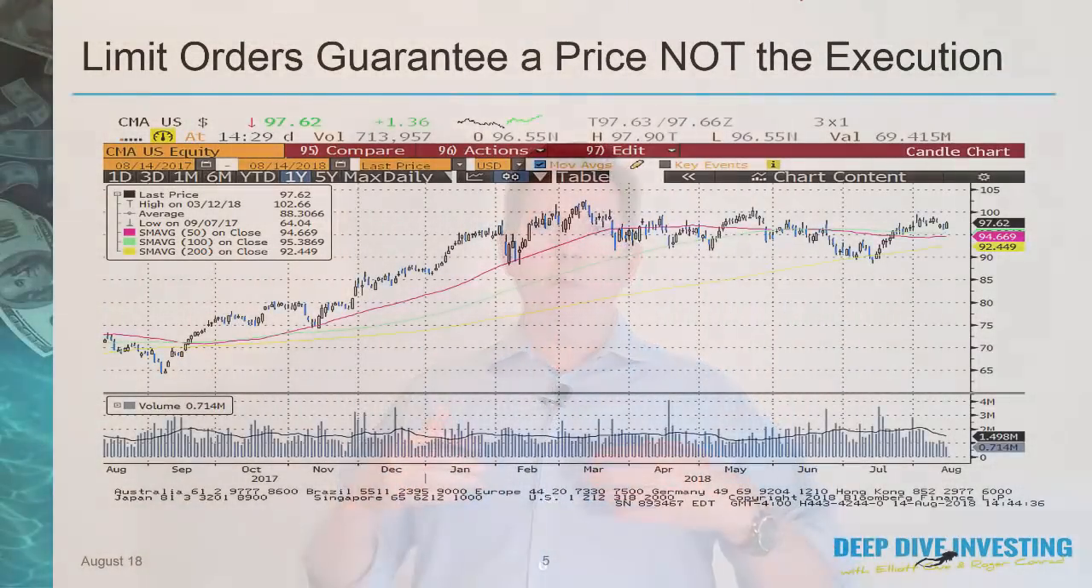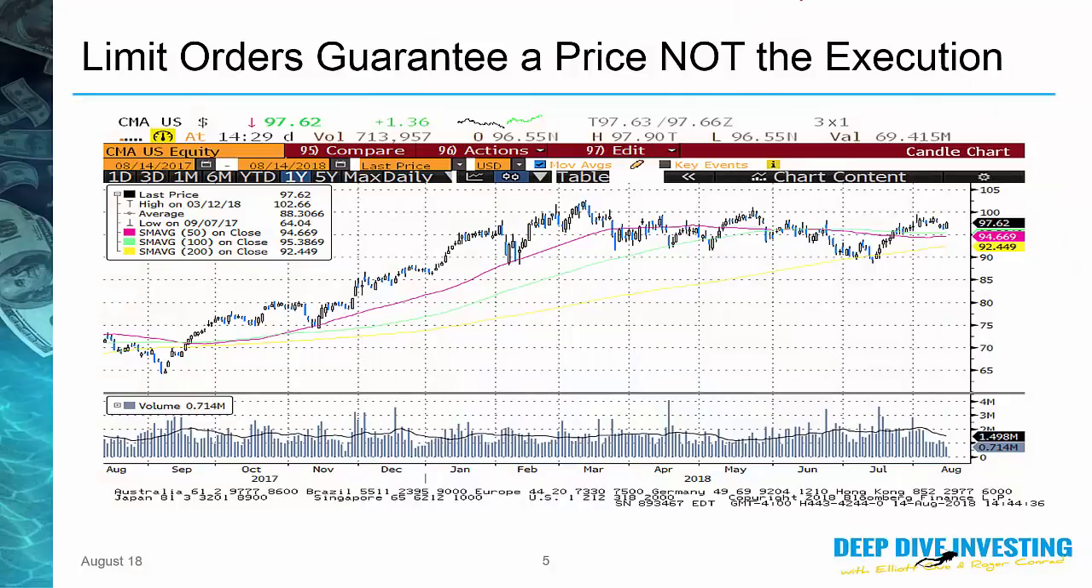What a limit order does is it's an order that you leave with your broker to sell a stock or buy a stock at a particular price or better. So let's say that you want to buy a stock, Citigroup, that's trading at $70 a share, but you don't want to buy it at $70 a share. You want to buy it at 68 bucks a share.